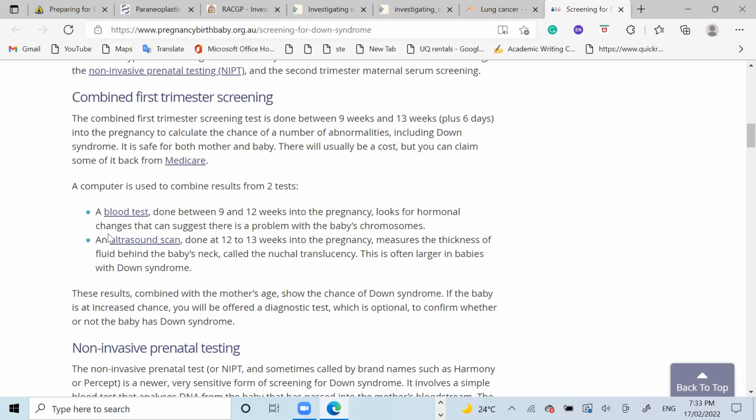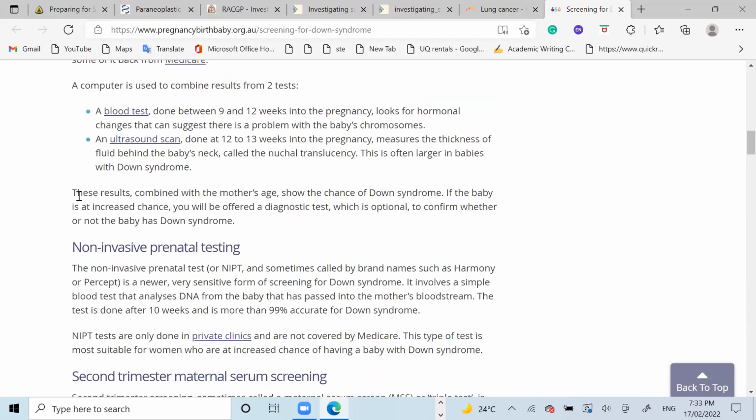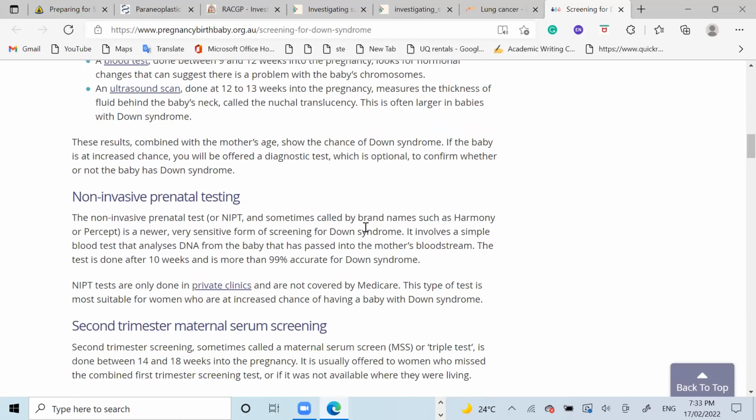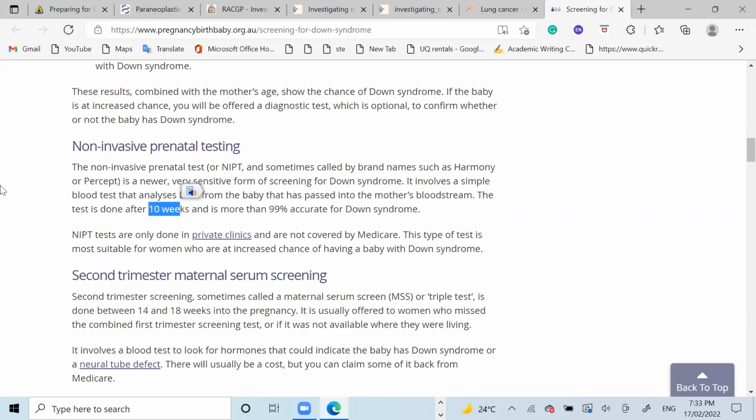So even if they have given a blood test, they have asked for a non-invasive test, meaning that nothing is going inside. So opt for the ultrasound imaging because it is the non-invasive test. These results combined with the mother's age show you the chances of having a Down syndrome baby. If there is a high chance, then we go for the non-invasive prenatal testing. It is usually done after 10 weeks, all right? And we look for the free DNA of the baby in the mother's bloodstream.